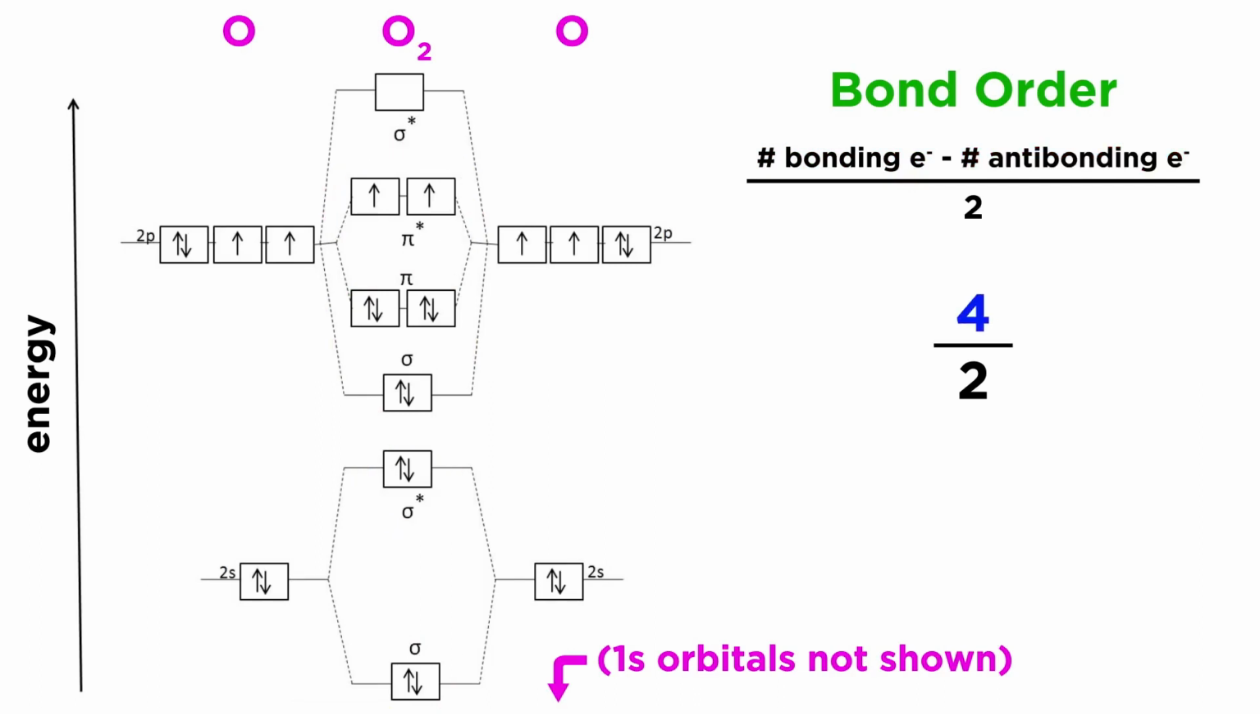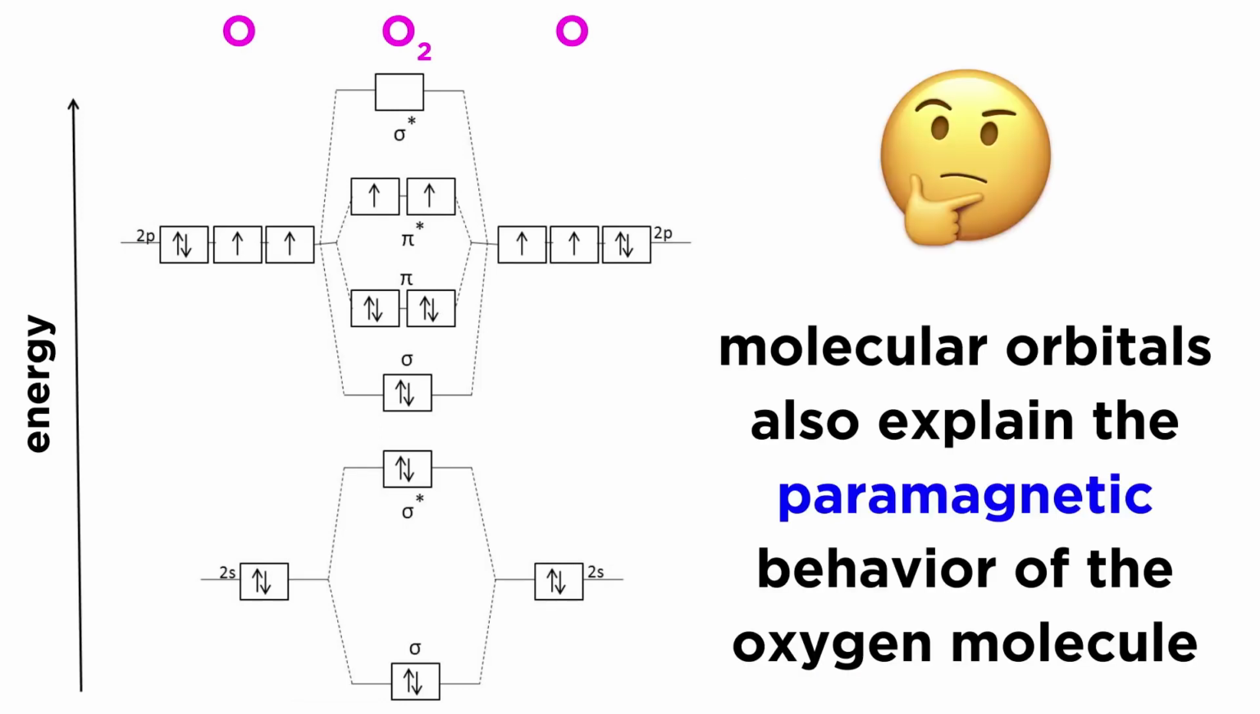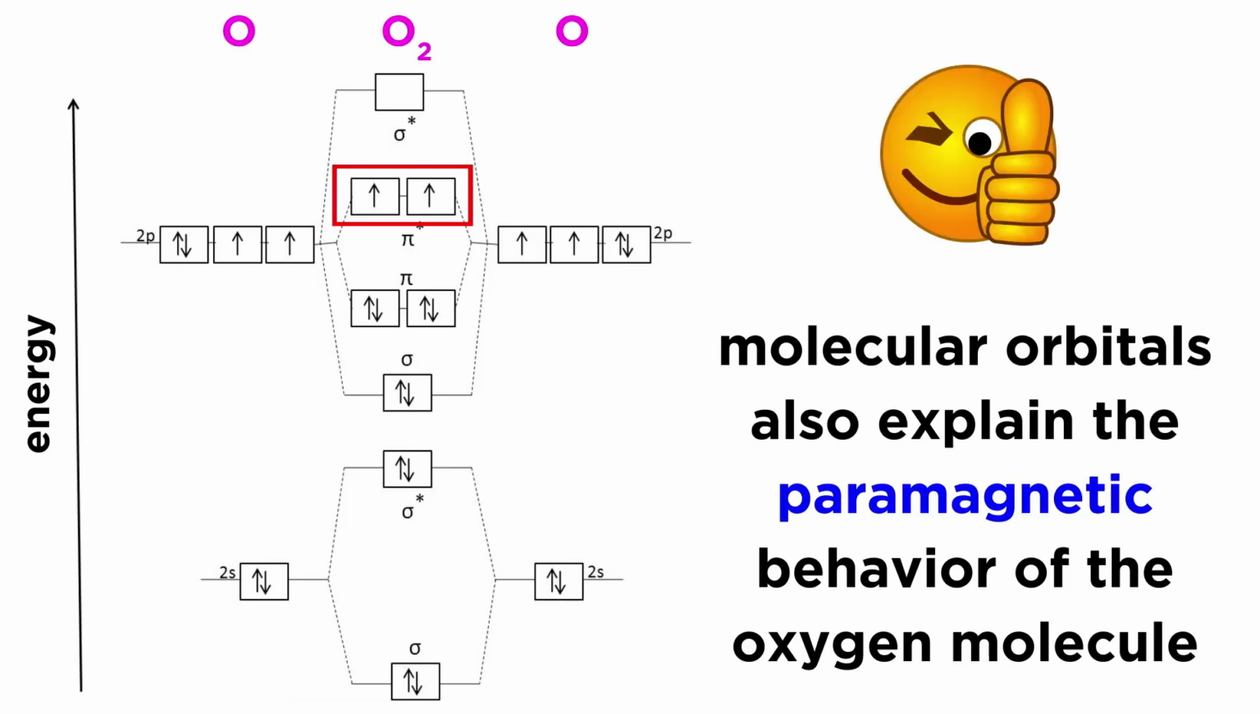10 minus 6 is 4, and 4 over 2 is 2. This explains the double bond in diatomic oxygen. But we also get an explanation for the paramagnetism of the oxygen molecule. We have two unpaired electrons in these antibonding orbitals, which does predict paramagnetism for this molecule. This is an example of the success of molecular orbital theory, as no other theory can account for this behavior.